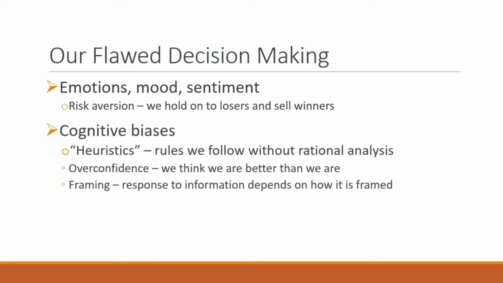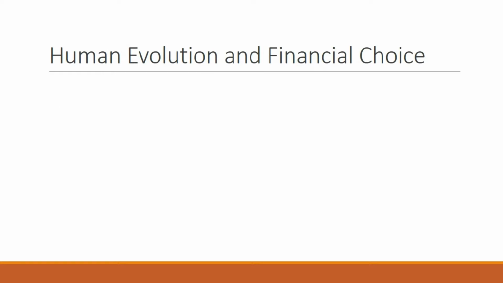Decisions are also made on the basis of cognitive biases or heuristics. These are tools that we follow without rational analysis and can sometimes damage the way that we make investments. Examples here are overconfidence, where we think we're better than we are, and framing, which means that our response to information depends on how that information is framed or presented to us. We'll spend a good deal of time on both emotions and cognitive biases and their role in decision making throughout this course.